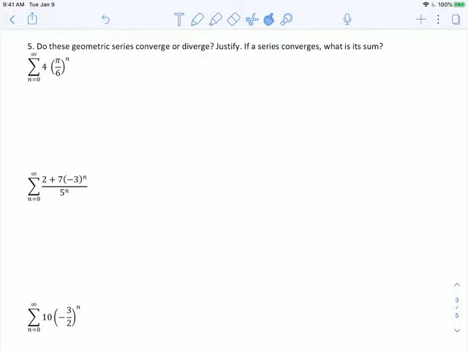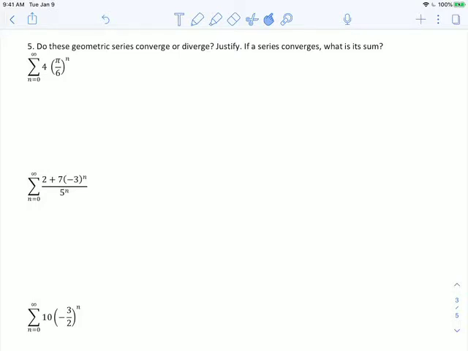So we want to recall that a geometric series converges. We got the result in our text. A geometric series converges when the absolute value of the ratio is less than 1. And that's the only time it converges. And so what we want to do here in these problems is focus on what the ratio is and ask, is the absolute value of that ratio less than 1 or not?